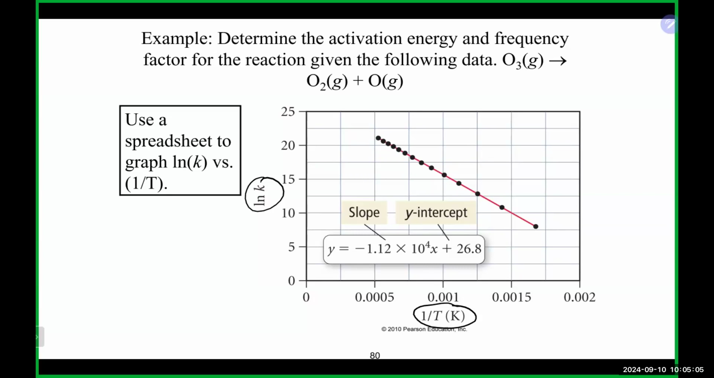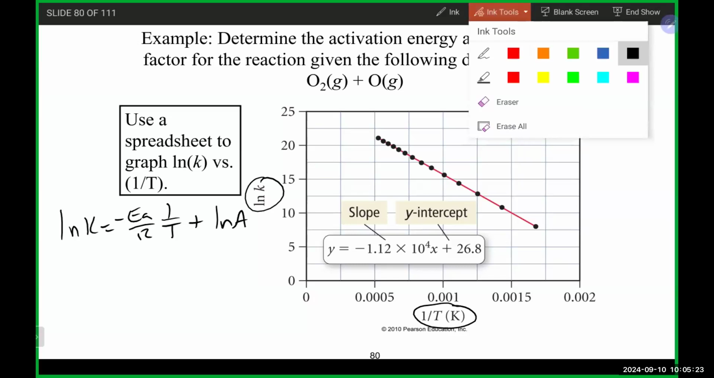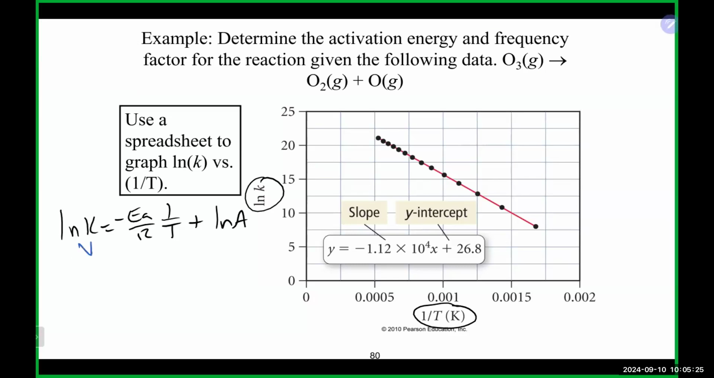So in this case, we're looking to calculate the activation energy and also the frequency factor. And here again, the natural log of k is equal to minus Ea over R, times 1 over T, plus the natural log of A. And that is how we're going to use our equation, which is y equals mx plus b. So clearly in this case, that right there is our slope. That is the first thing we need to figure out the activation energy.